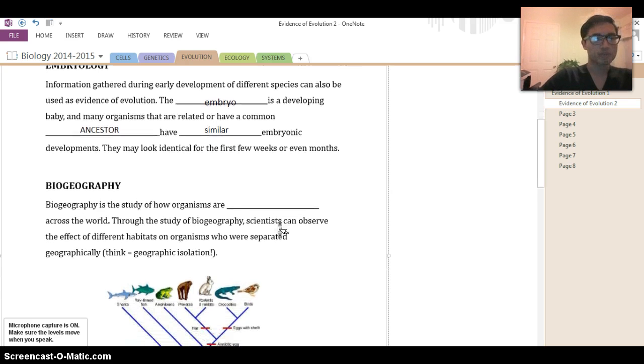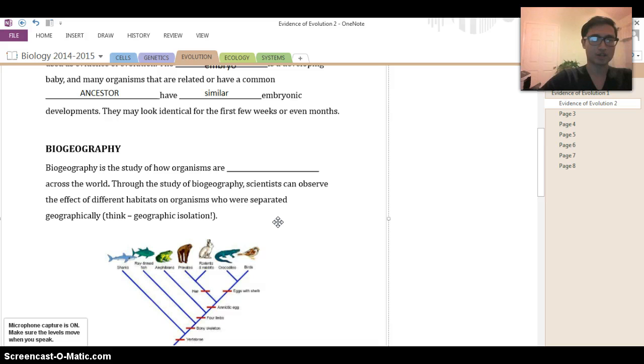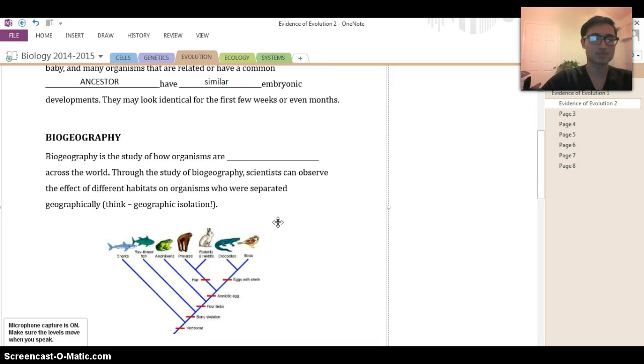If we move on to biogeography, biogeography is going to be the study of how organisms are distributed or spread across the world. So if I had a bunch of papers and I asked you to distribute this to the classroom, you would pass them out to each of the students, right? Or if I had a bunch of candy and I asked you to spread it out through the classroom, you would spread them out to each of those kids and not hoard them yourself, right? So when we're talking about biogeography, this is going to be the study of how organisms are distributed or spread across the world.